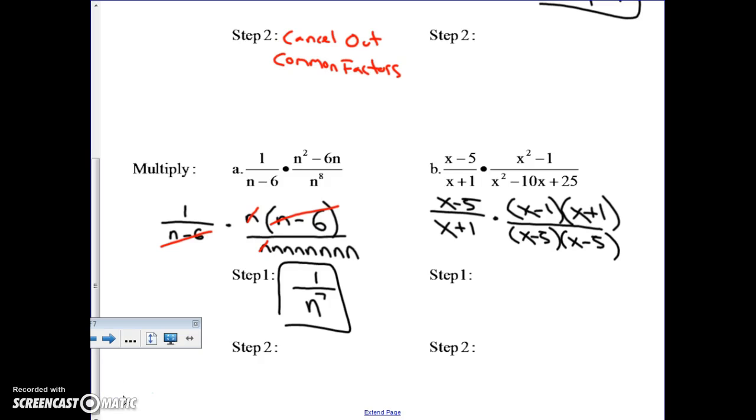Okay, please, if you're not sure how we factored that, let us know and we'll help you out, okay? That's what we're here for. So now we're going to cancel out the common factors. You end up with x minus 1 divided by x minus 5. Can you cancel out those x's? No, because they're separated by plus or minus signs, right? In this case, they're both separated by minus signs.